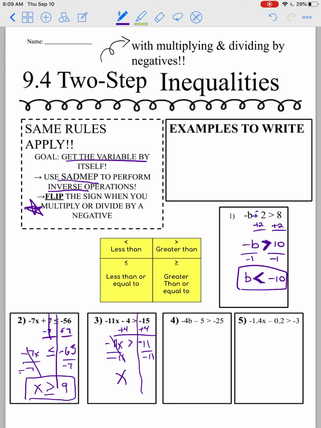I have my x. My sign needs to flip because I divided by a negative. So now it points the opposite way. And a negative divided by a negative is a positive. 11 goes into 11 one time. I have a plus 5 and a plus 5.